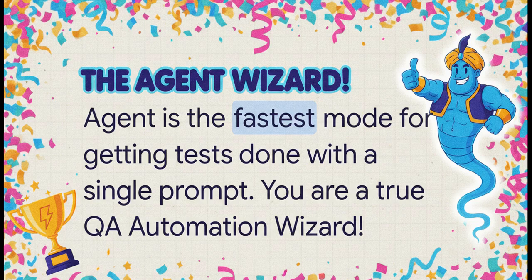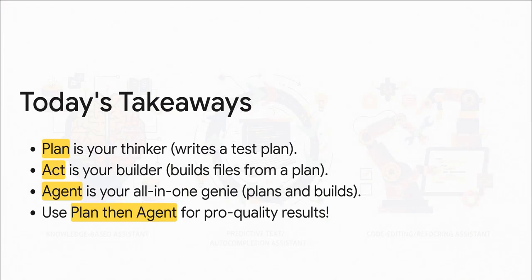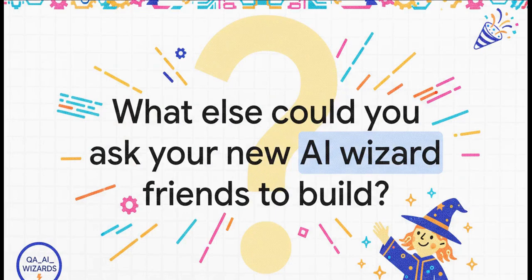Amazing. Congratulations. You are a true AI wizard. So let's wrap up everything we learned today. Remember, plan is your thinker. Act is your builder. An agent is your all-in-one genie that gets things done fast. And if you want to be a real pro, use plan first to get a great strategy, and then use agent to build it. That's all for today's magic.